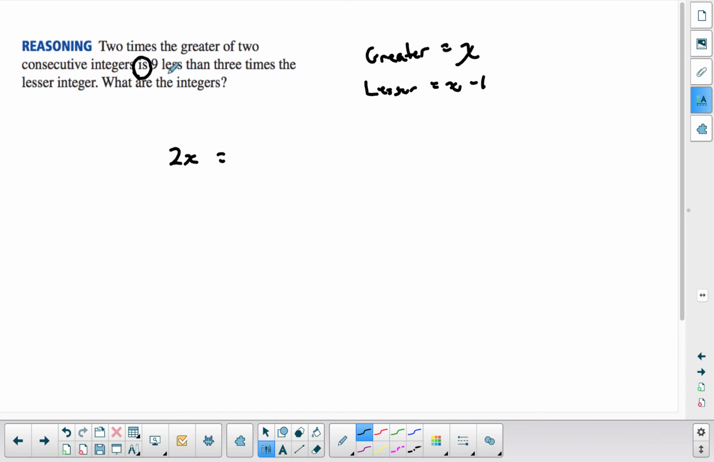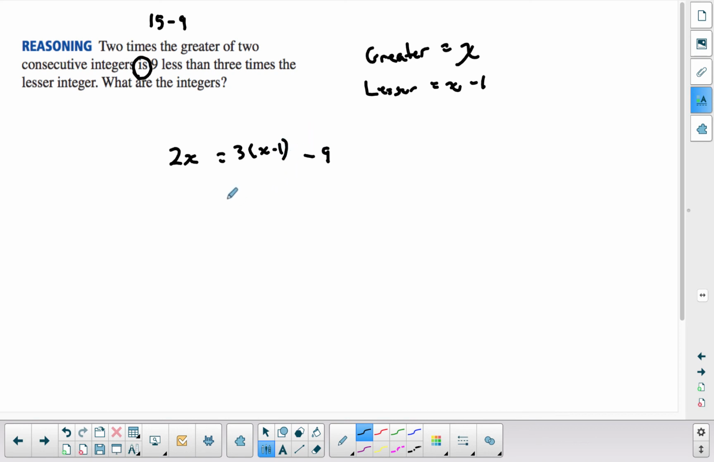Whenever you have this phrase less than, if I said to you, what's 9 less than 15? Hopefully you'd say 6. And even though I said 9 first, I said 9 less than 15, and I said 15 second, really in the process there, we were doing 15 minus 9. So it looks like when they say 9 less than, at the end of this, we're going to say minus 9. 3 times the lesser integer, and the lesser integer is x minus 1. So 3 times x minus 1.